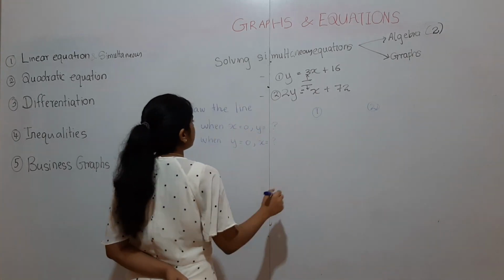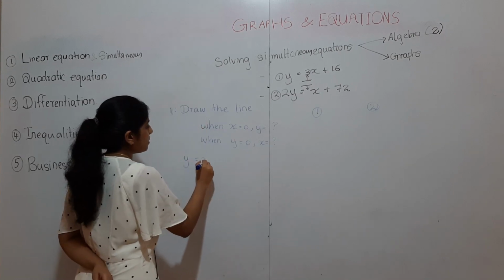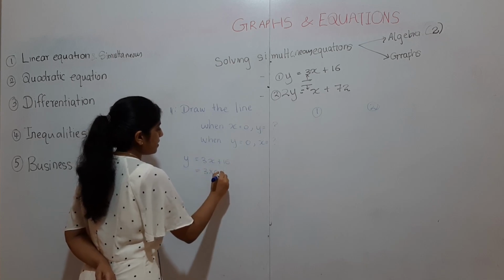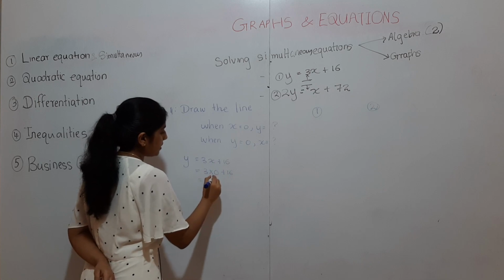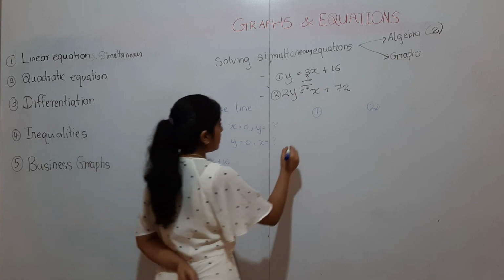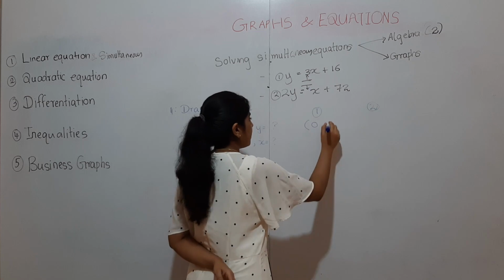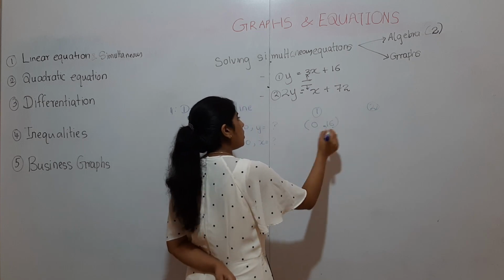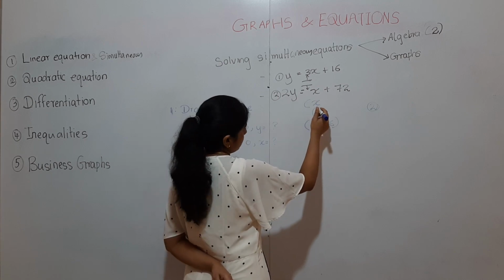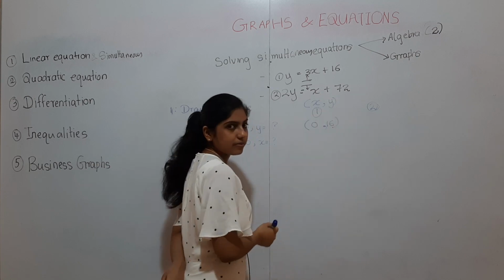So when x equals 0 for the first equation, y equals 3x plus 16, x equals 0 means 3 multiplied by 0 plus 16 is, 3 multiplied by 0 is 0 plus 16 will give us 16. So the coordinate for the first equation will be when x is 0, comma, y is 16. Because coordinates are written in this format. First of all, you write the x value and then only you put the y value.